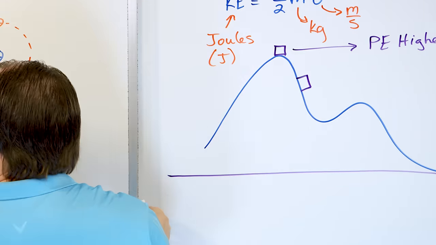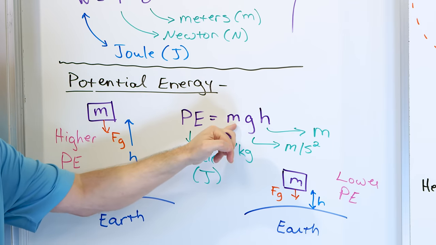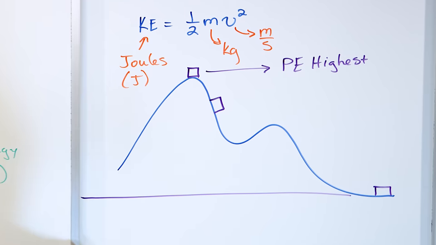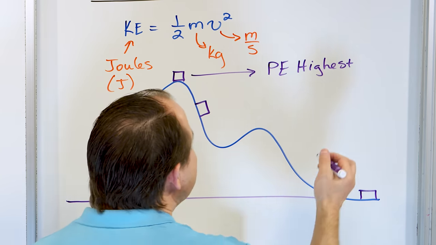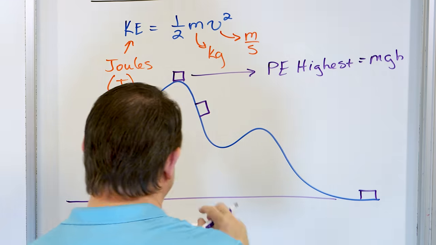Why? Because potential energy is m times g times h: mass times gravity times the height off the ground. In this position, we are the highest off the ground, so we have the highest energy, mgh. I'll just put m times g times h. H is the biggest right there, right?